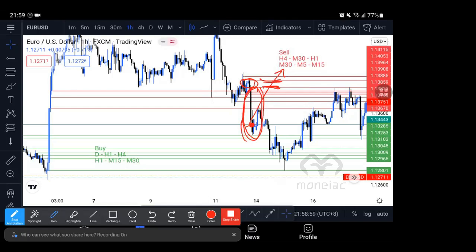The clue that the market is giving is M30 is breaking the H1. So why would we be looking for buy when there is a clear indication that the sell is taking control? Okay, so if this breaks this, then we're going to repeat finding the re-entry.